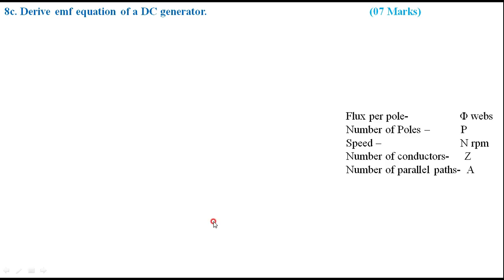Then question number C, what is asked is to derive the EMF equation of a DC generator. It is asked for 7 marks. Here first you have to list out the nomenclature you are using in the EMF equation. That is, flux per pole is phi webers, number of poles is P, the speed is N rpm, the number of conductors is Z, number of parallel paths is A. These are the nomenclature you are using: phi, P, N, Z and A.